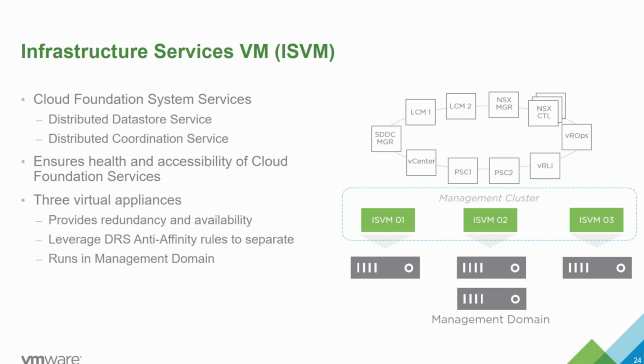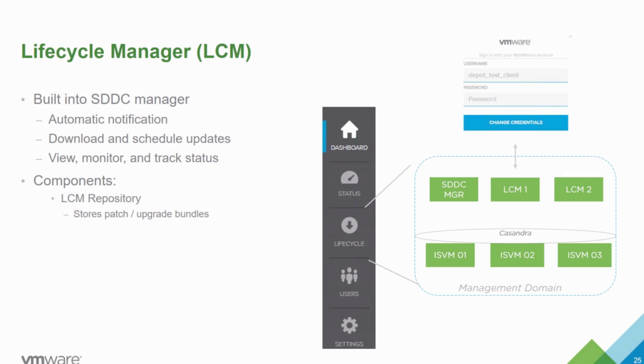There are infrastructure services VMs or ISVMs that run. We provide 3 of these, so you have redundancy and availability, and we configure DRS anti-affinity rules to make sure that there's always at least one ISVM running, even if you have multiple server failures. And it provides a distributed data source service and distributed coordination service to ensure the health and accessibility of all your Cloud Foundation services. So it kind of runs in the background. You don't have to deal with it, but know that it's there and that we've thought through how it runs and how it stays available to make sure that all of your critical Cloud Foundation services stay running for you.